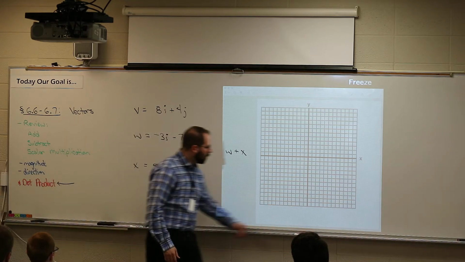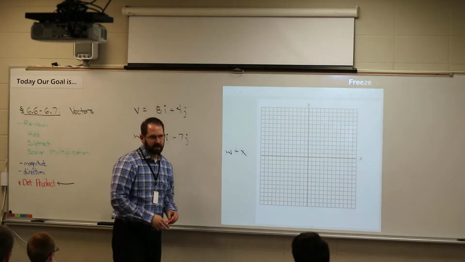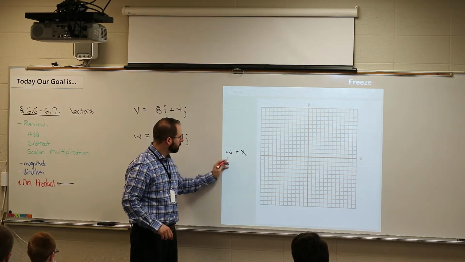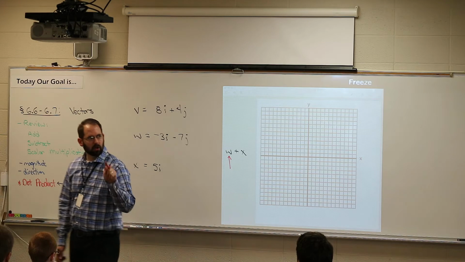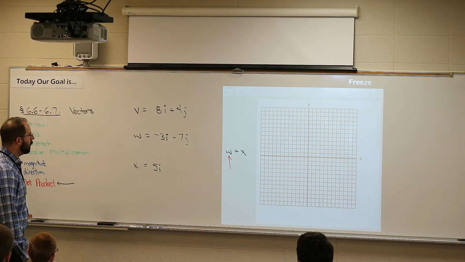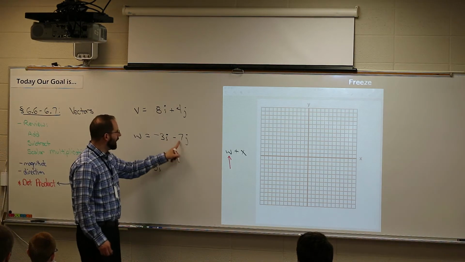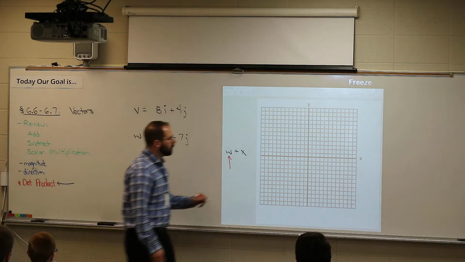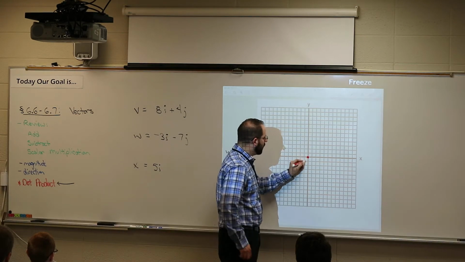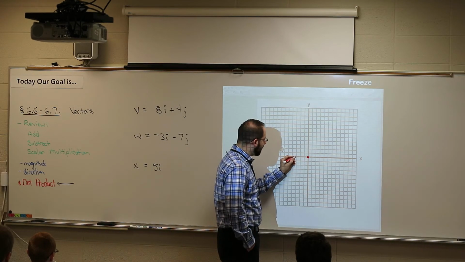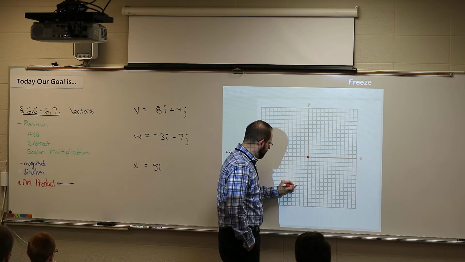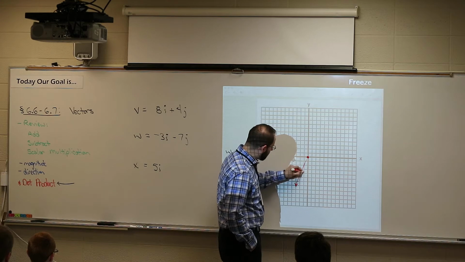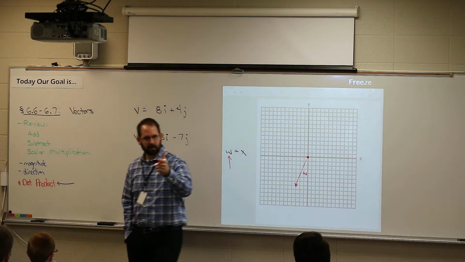All right. Hopefully this will explain itself. What letter comes first here? That's the first one you have to draw. You have to start on the origin, draw w from there. So w is going negative 3, negative 7, right? So I'm going to draw that from here. This is my initial point. So negative 3, negative 7. 1, 2, 3, 4, 5, 6, 7. This is vector w. Make sense?